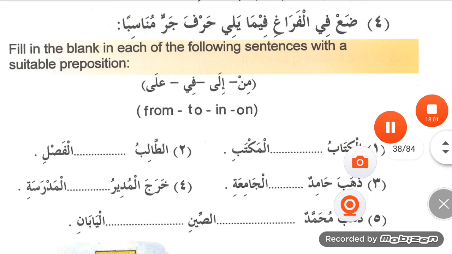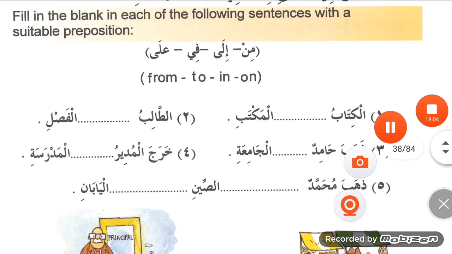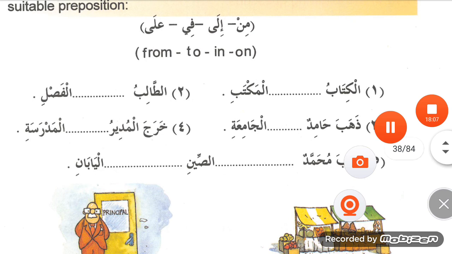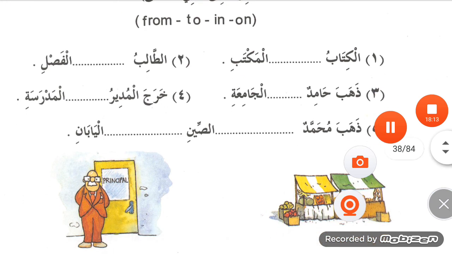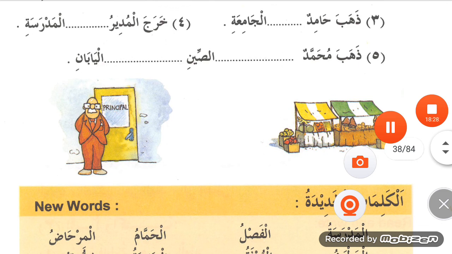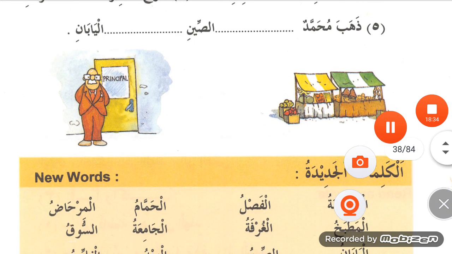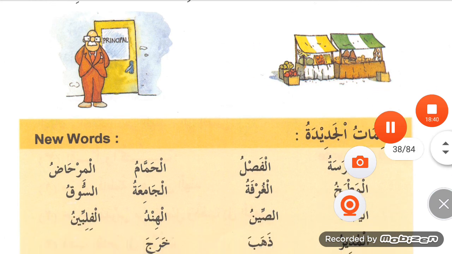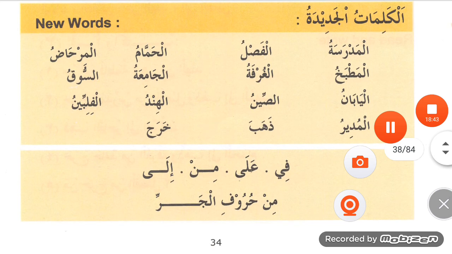Okay, you can have a look at this below. Fill in the blank in each of the following sentences with a suitable preposition. So al-kitabu, the book, ala al-maktabi, is on the desk. At-talibu, the student, fil fasli, the student is in the classroom. ذهب حامد, Hamid went, إلى الجامعة, to the university. خرج المدير, the principal left, من المدرسة, from the school. ذهب محمد, Muhammad went, إلى الصين, to China, من اليابان, from Japan.